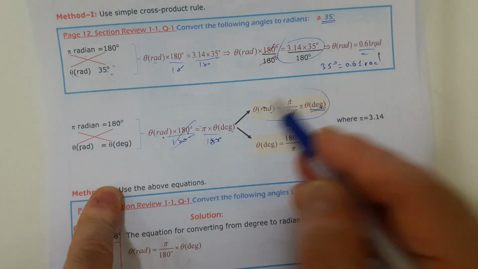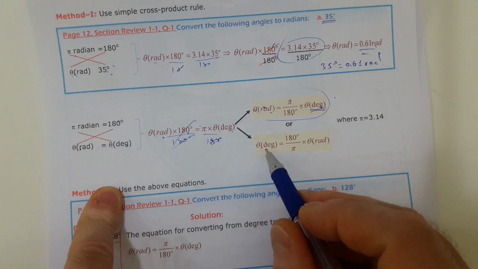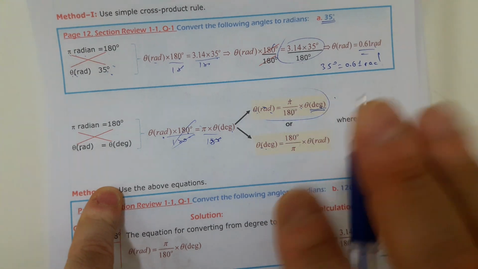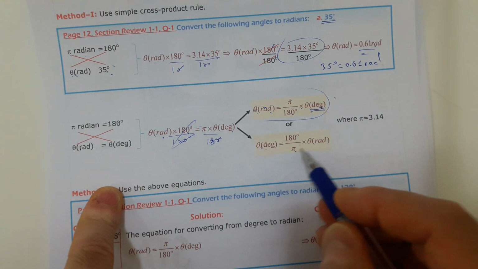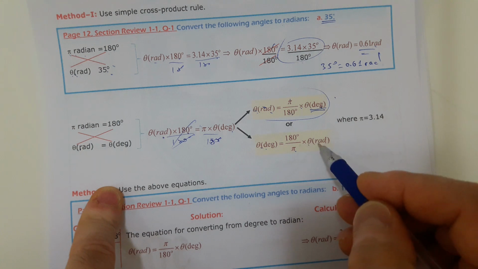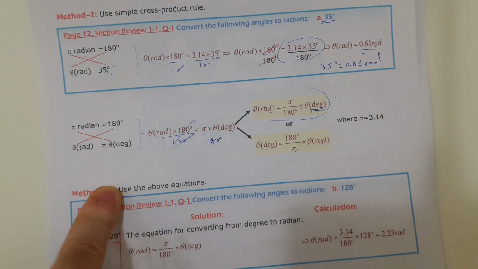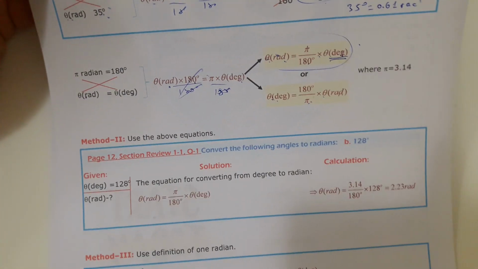But sometimes you need to calculate from radian to degree. Just do this in reverse. So angle in degree is equal to, invert, flip it, 180 divided by pi, times angle in radian. So you can convert radian to degree by this equation, and degree to radian by that one. There are some other conversions.